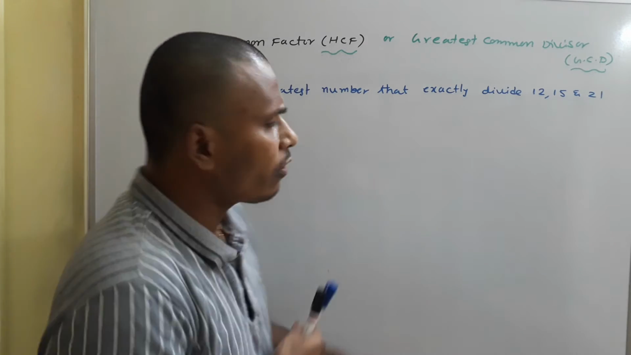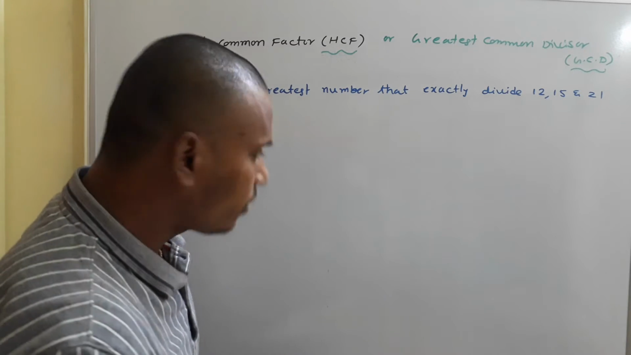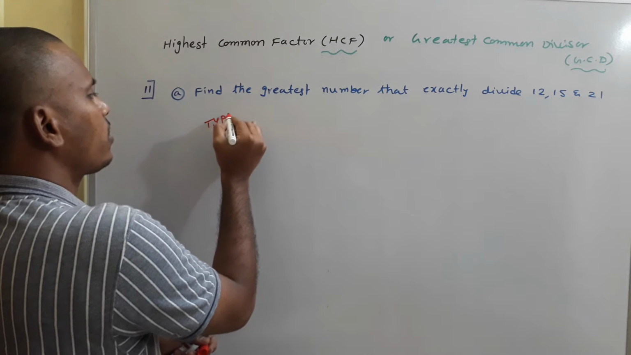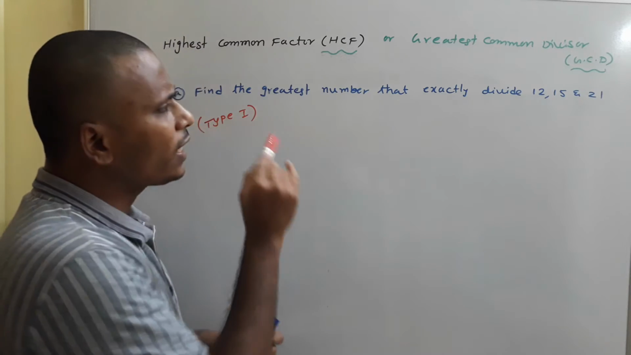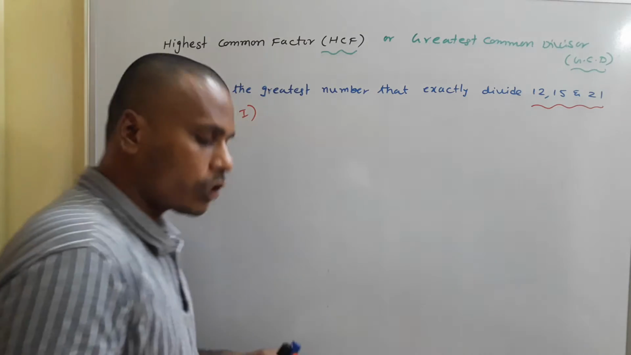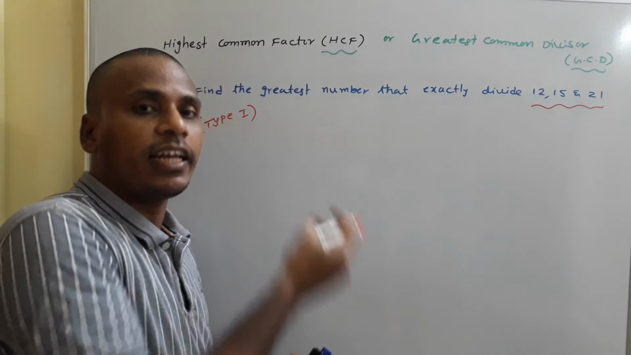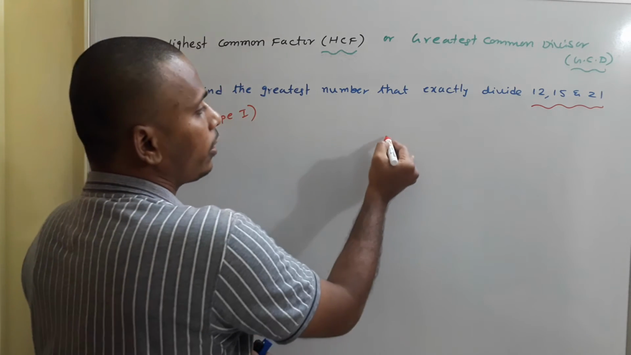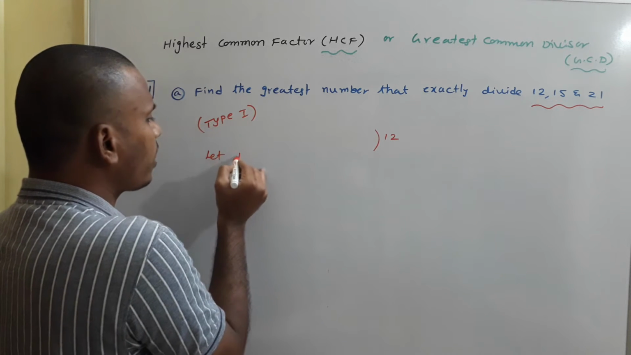So using HCF, usually we may get 3 different types of problems, and this is type 1. This problem A is type 1, and I will give you type 2 and type 3 as B and C. You just have a look: find the greatest number that exactly divides 12, 15 and 21. First of all, you need to analyze the problem. Find the greatest number that exactly divides 12, 15 and 21. That means I need to find a number, and if we don't know it, let that number be n.